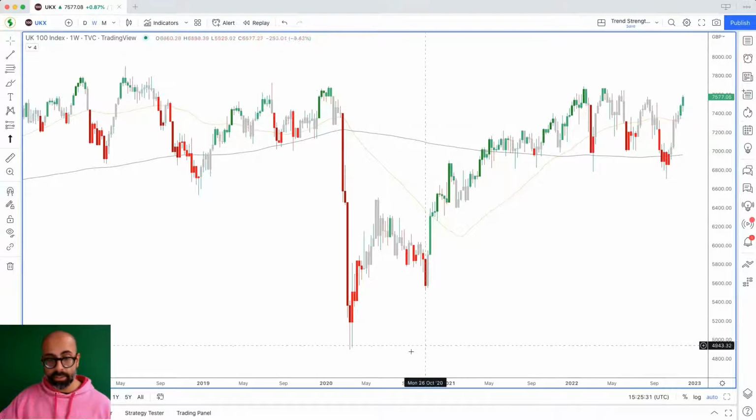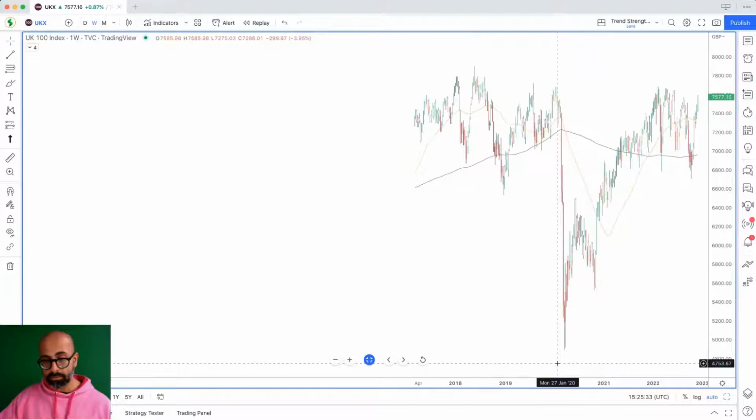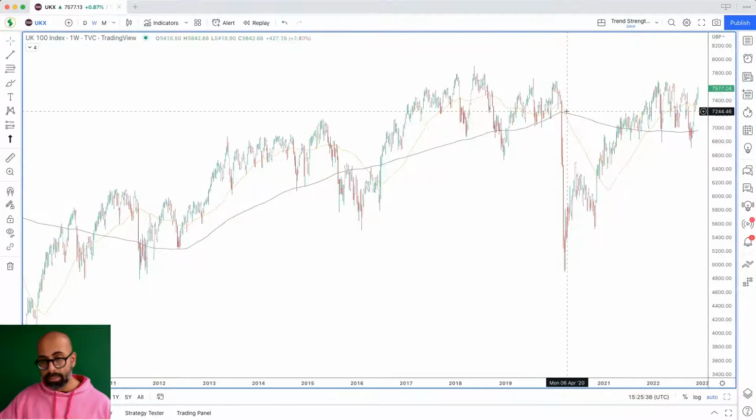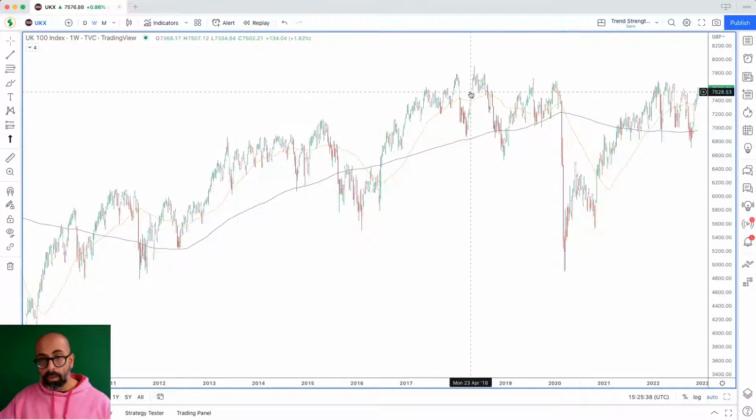Now, the downside to the FTSE is that if I just compress the chart, we can see that it's really been stuck in this sort of consolidation, really.